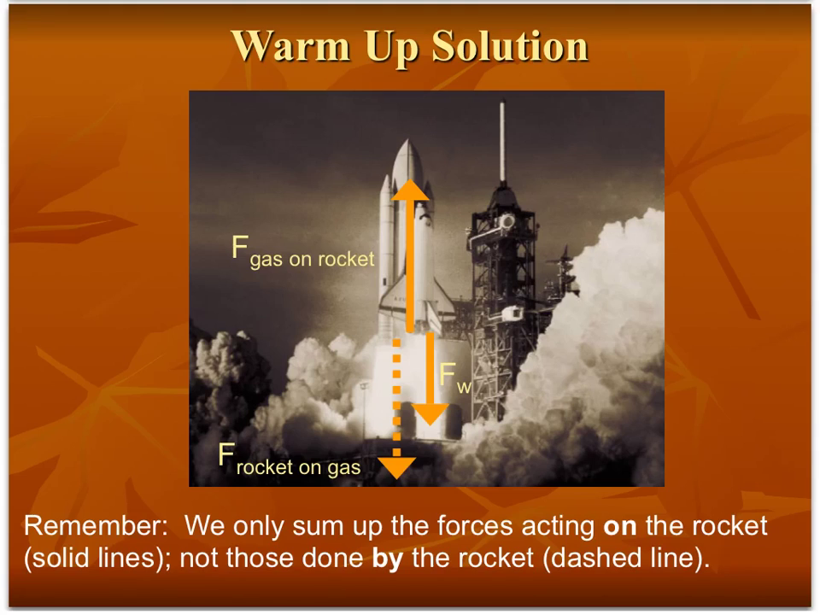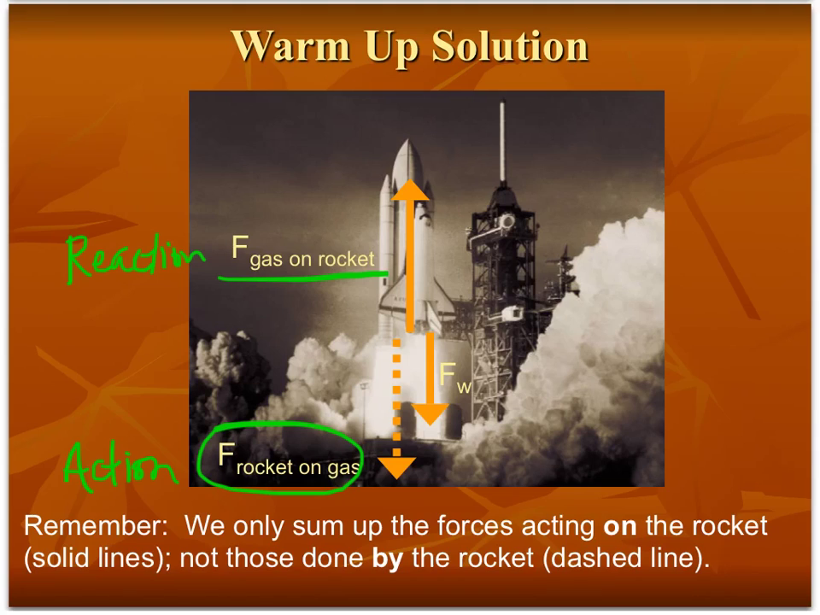We learned from Newton's third law that for every action there's an equal and opposite reaction. And in this problem, the action is the rocket pushing the gases out, creating that thrust. The reaction then is going to be the gas on the rocket. We know it's going to be equal in magnitude but opposite in direction.